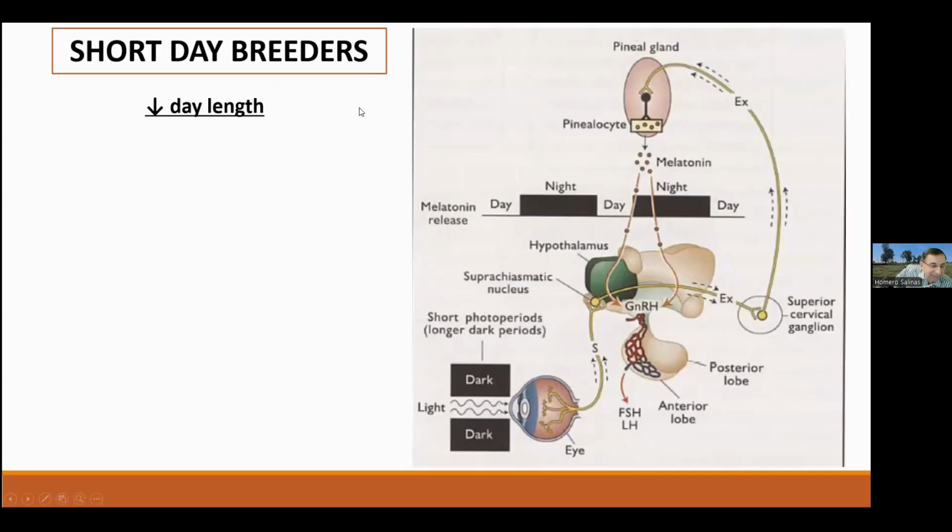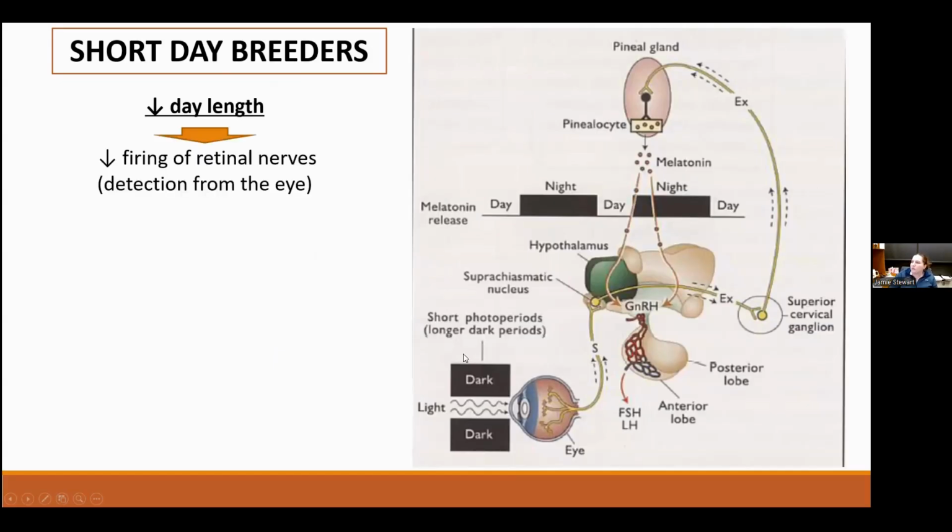So just taking you through, I talked about this briefly last time, so hopefully this is a review for everybody that's watched the first one. When we have that decrease in day length, it's going to decrease the firing of retinal nerves that are detected from the eye. So here we have a lot of dark coming in.